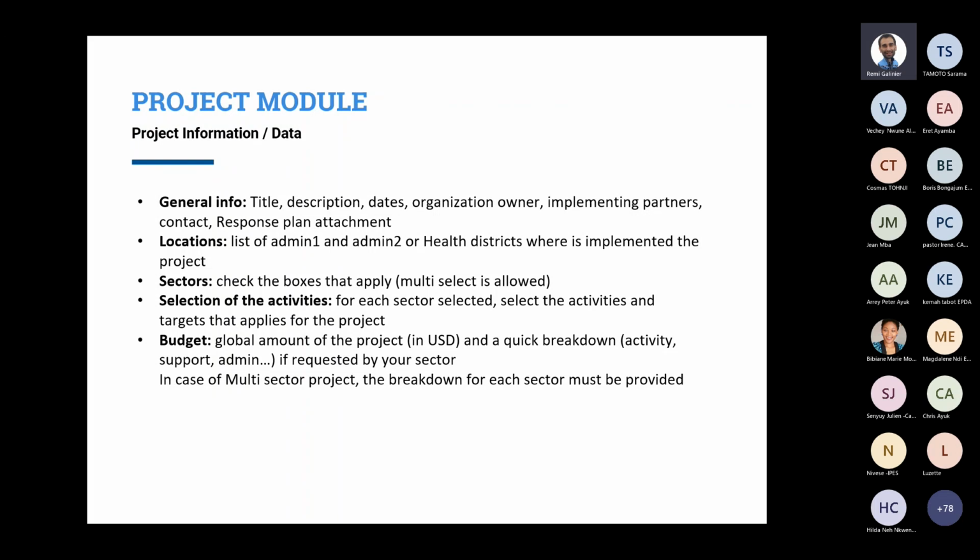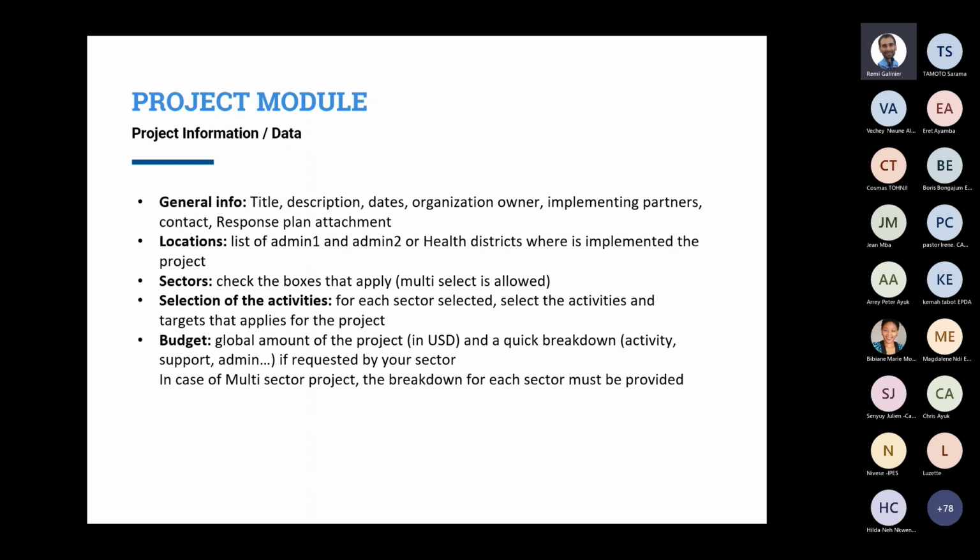You have to select the different sectors that apply to your project. So it could be one sector or multi-sector. You will have to select the list of activities. So the project module is linked to the different sector frameworks. And for each sector, you have a list of activities and a list of targets where you can align your project to the framework from the sector.